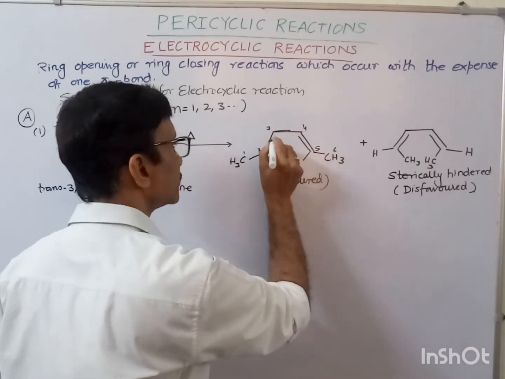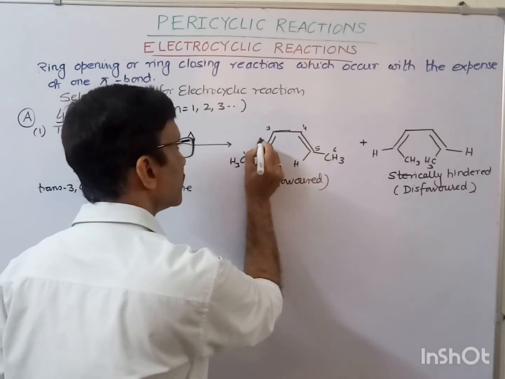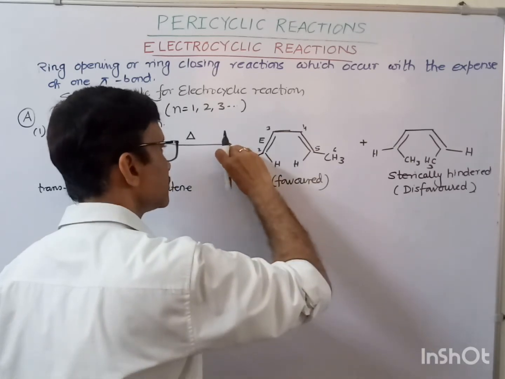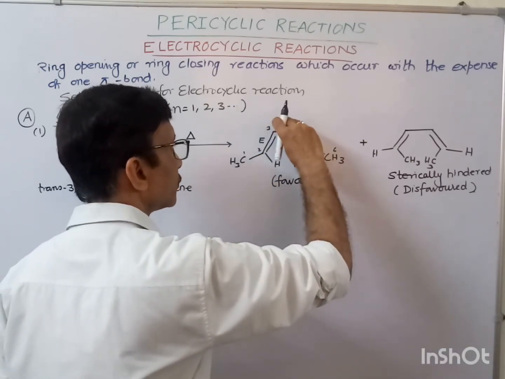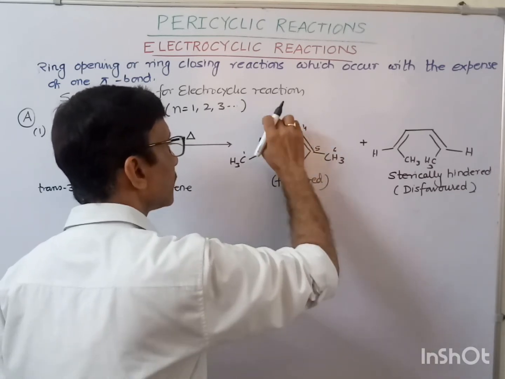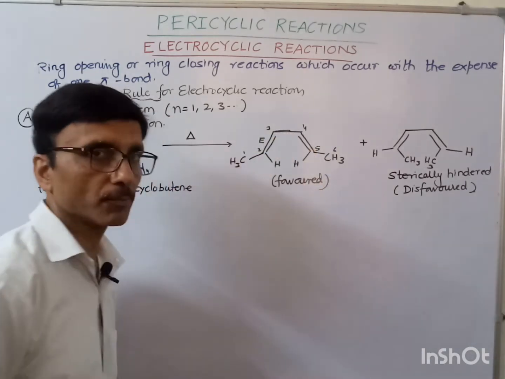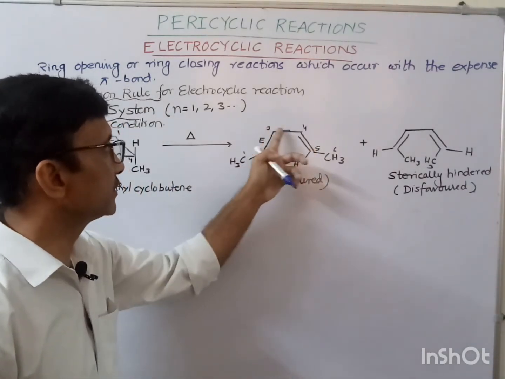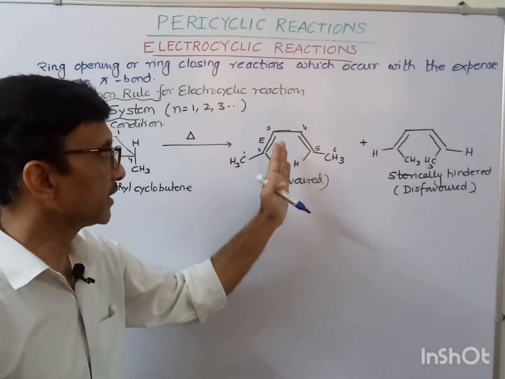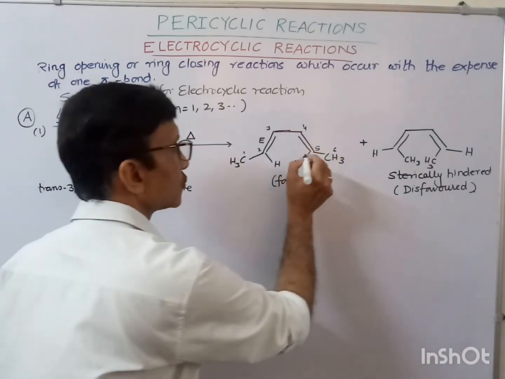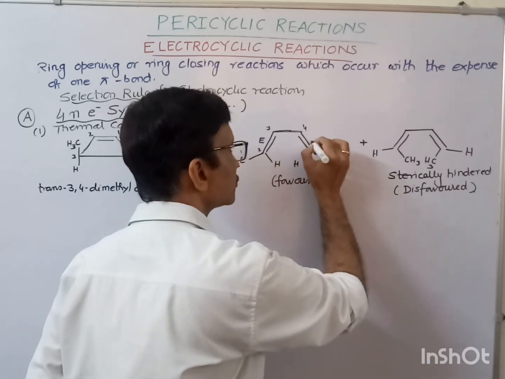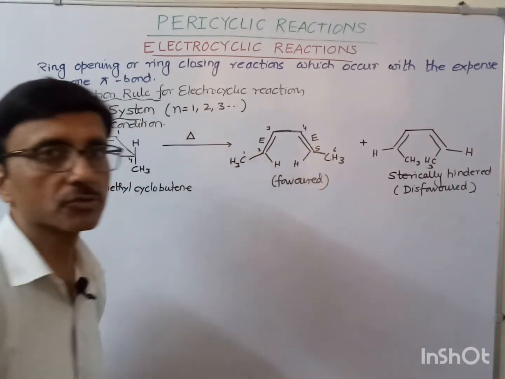If we want to give the nomenclature, this is E, because CH3 is the higher priority group, and this is the higher priority group. Hydrogen is present over here. So these two lower priority groups are on the opposite side, or the two highest priority groups are on the opposite side. That's why it is E. In the same way, here also, for this 4-5 bond, this one and this one, the two highest priority groups are on the opposite side. That's why it is also E.